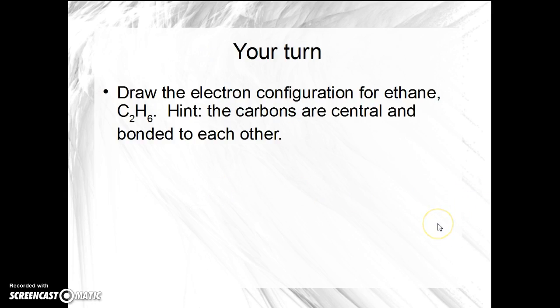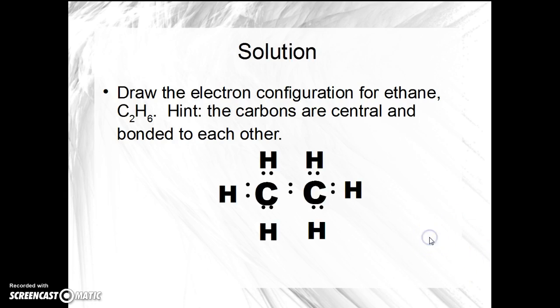Okay, your turn. Draw the electron configuration for ethane, C2H6. The carbons are, of course, in the central position because they are the less electronegative. The carbons must be bonded to each other or the molecule would fall apart. Here's the solution to that problem.